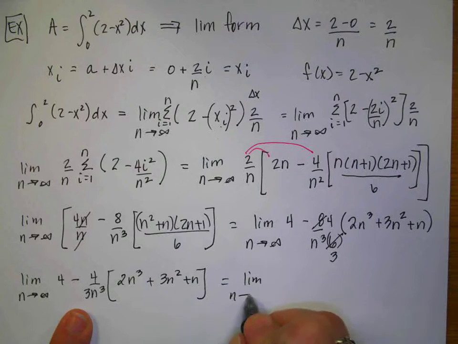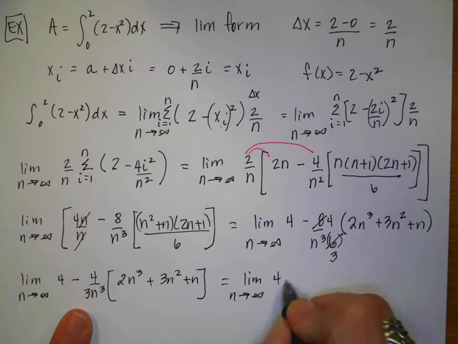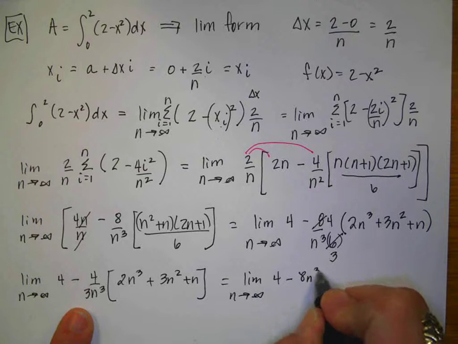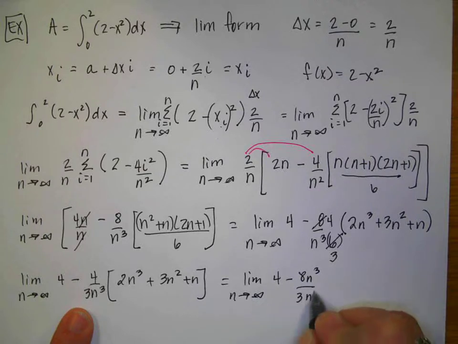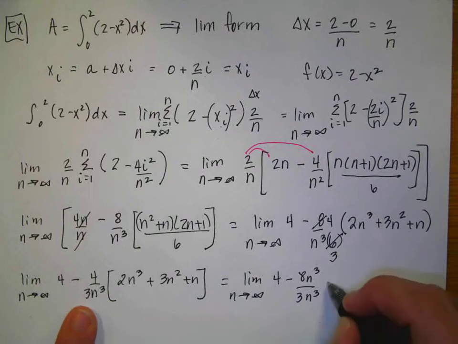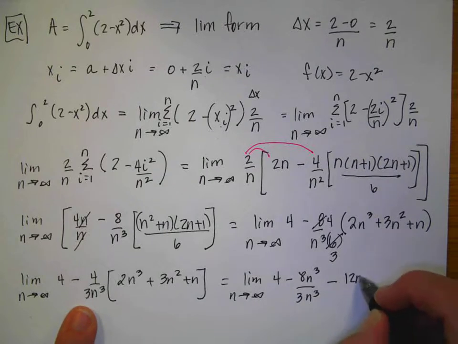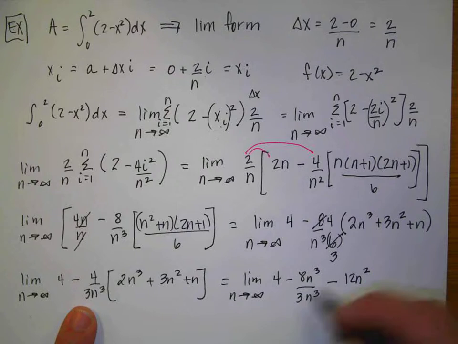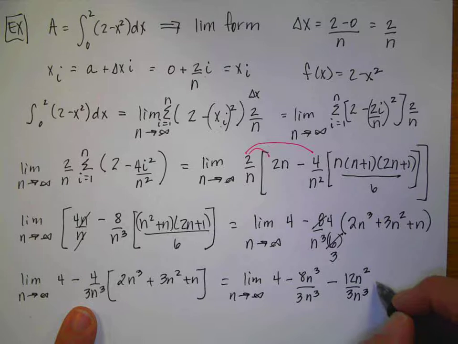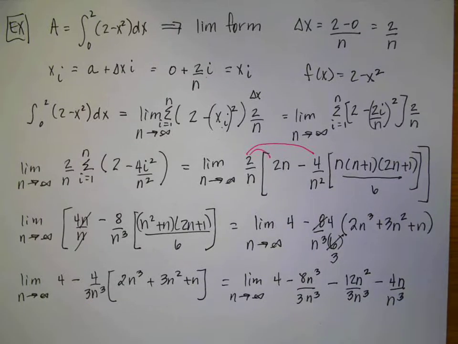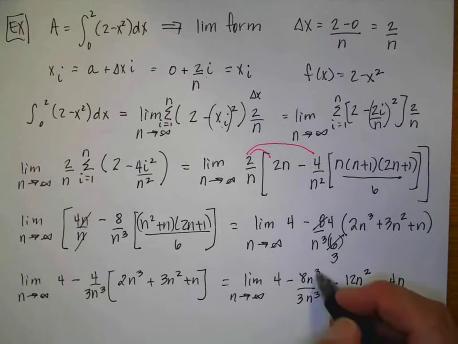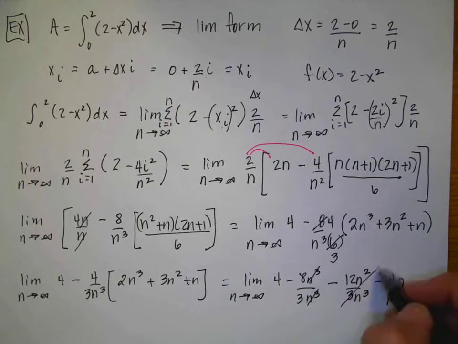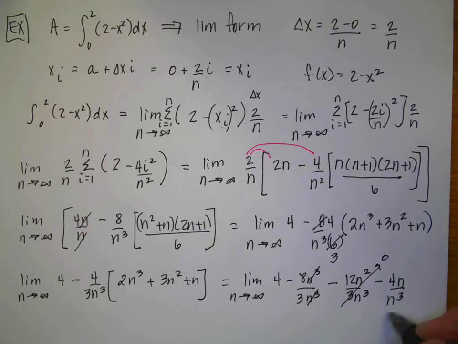Okay, and if I distribute, this is going to be the limit, which I guess I could have done, but oh well. Here's the 4 minus 8n cubed over 3n cubed, right? And then I have plus minus 12n squared over 3n cubed, and minus 4n over n cubed. All right, that's a lot of mess. Well, notice that the n cubes cancel.